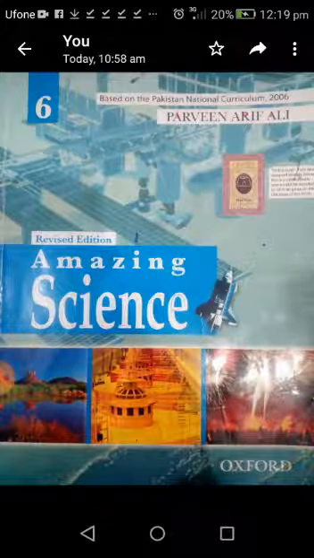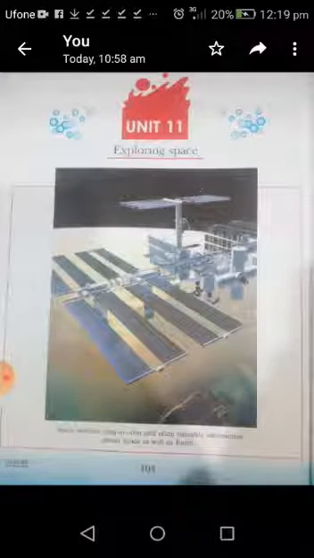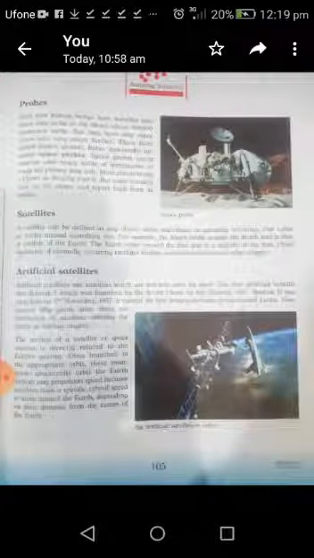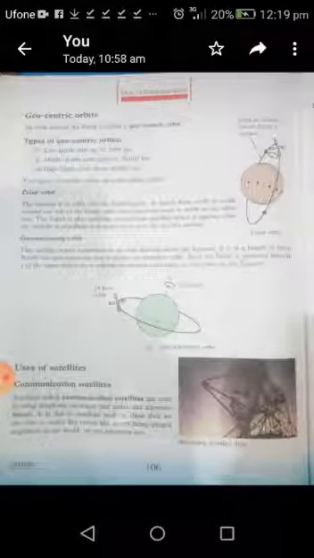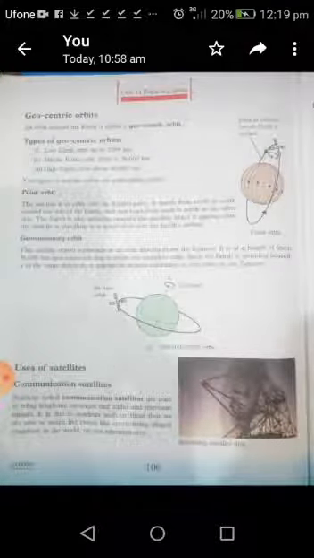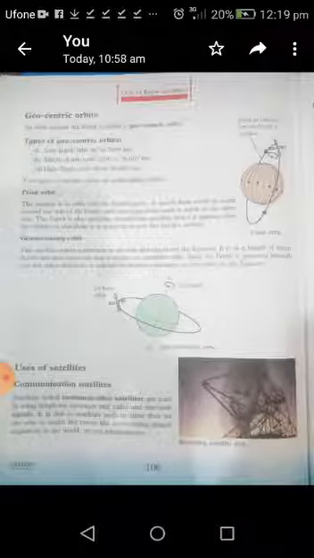Open your science book, unit number 13, that is about exploring space. Students, in our last lessons, we have learned about the probes and satellites, natural and artificial satellites. Then we learned about the geocentric orbits and types of the orbits. Today we are going to learn about the uses of satellites.